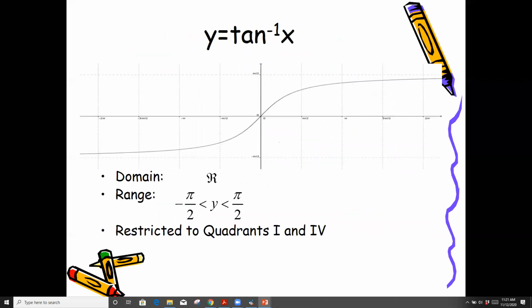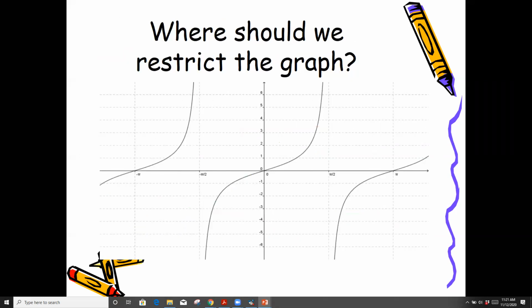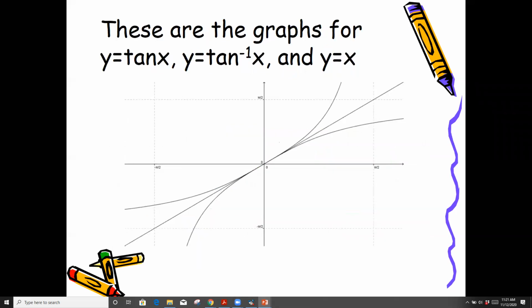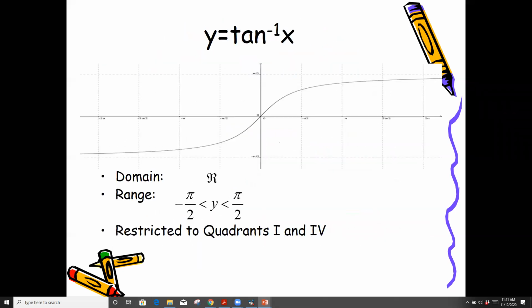All right. So since tangent of x has a range of all real numbers because it goes up forever and down forever, see that? The domain of tan inverse is going to be all real numbers as well. So that means you could plug in any ratio for tangent inverse and you'll get an angle. The range is going to be restricted to quadrants 1 and 4, just like sine.